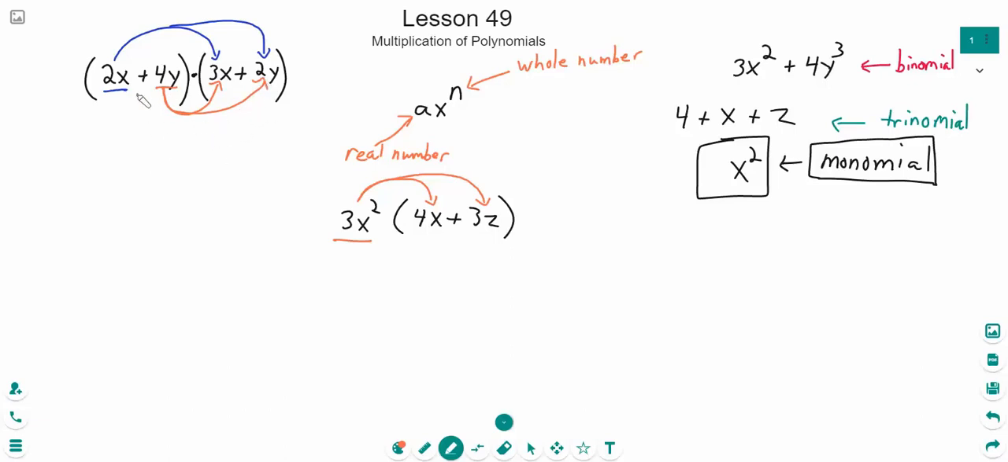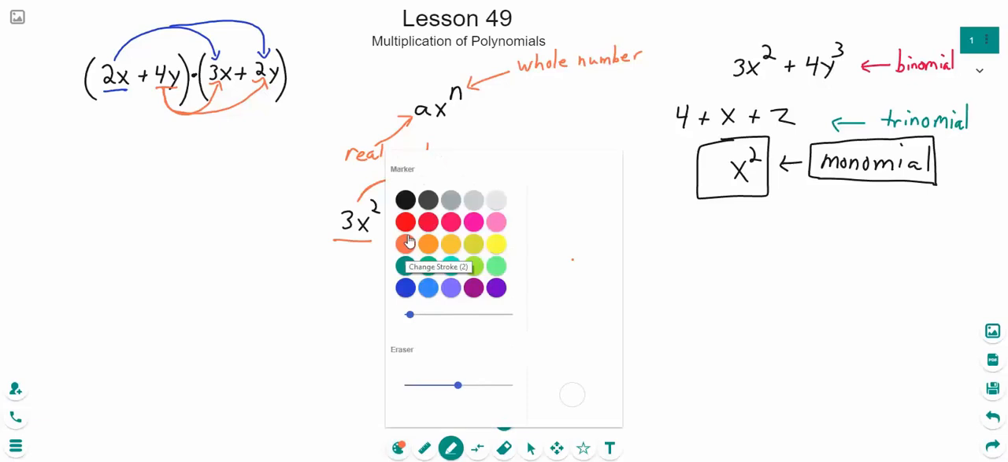And then we would take whatever sum we got with this first term, the blue arrows here, and add that sum to the sum that we got with the orange arrows, and that's going to be our final answer. So the idea should make some intuitive sense here. We're just trying to take each term and multiply it by every term in the second binomial. Okay? So let's just do this and see what we come up with.